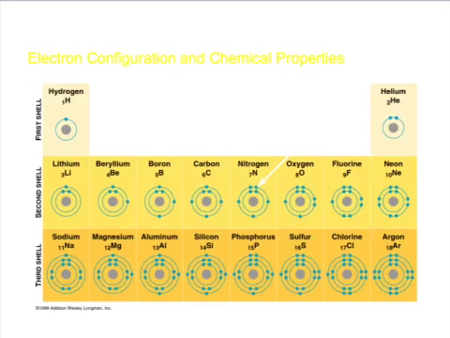Same thing here with your nitrogen, pointed out by this arrow. There is the 7th electron because the atomic number is 7. And the numbers keep increasing as you go through the different elements, with oxygen, fluorine, to neon.